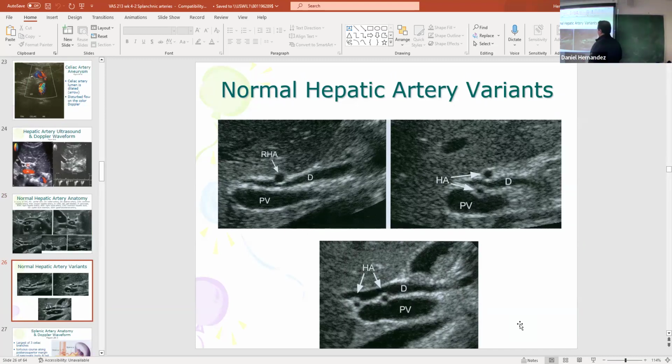So with these photos, again, you can see your main portal vein, anterior to your portal vein you have your bile duct, common bile duct. Here's your right hepatic artery. You can see bifurcation to right and left hepatic arteries. And then you can try and open it up.